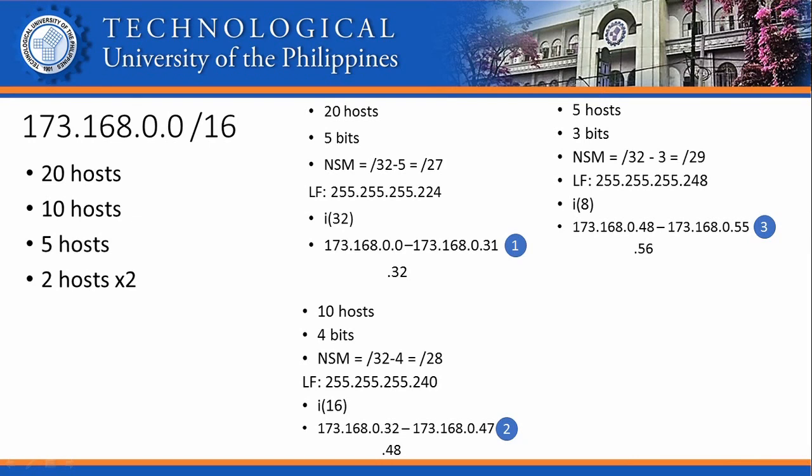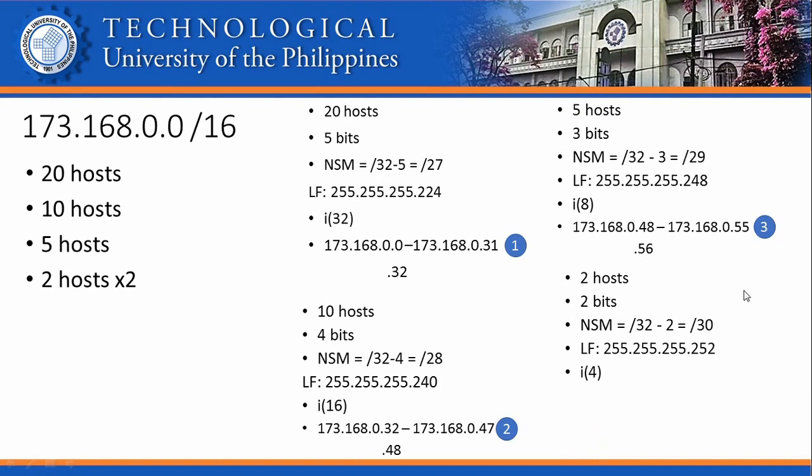And this time, pinakahuli na natin kailangan hanapin is yung 2 hosts, no? Dalawang 2 hosts. Okay? Sige, let's solve. 2 hosts. Ilang bits? We have 2 bits there, no? For our new subnet mask, 32 minus 2 is equals to 30. Very good. So, for our long format, we have 255.255.255.252. Kunin muna natin yung increment. Mamadali ako, no? For our increment, we have increment of 4.